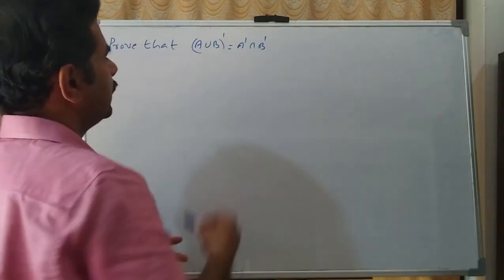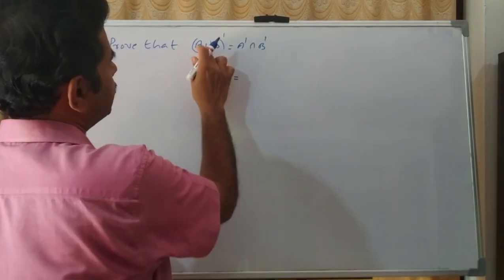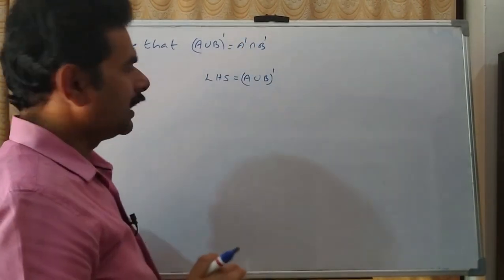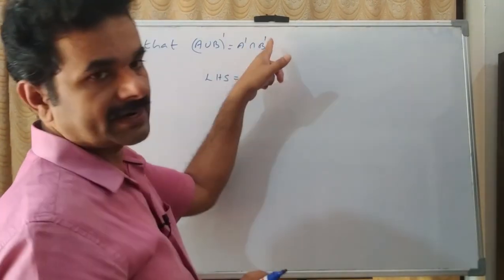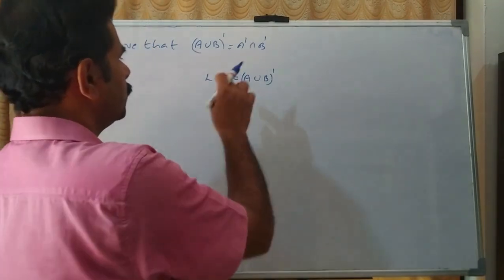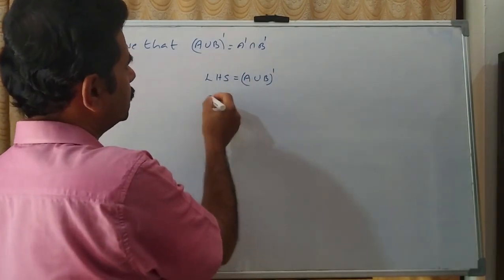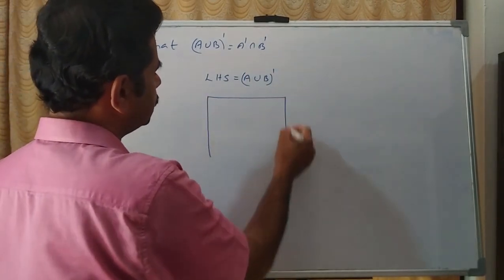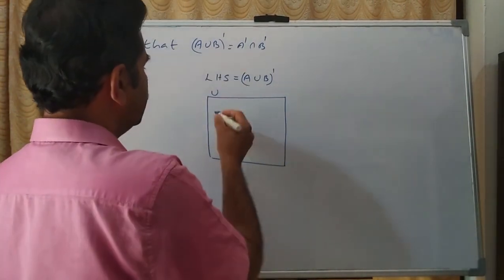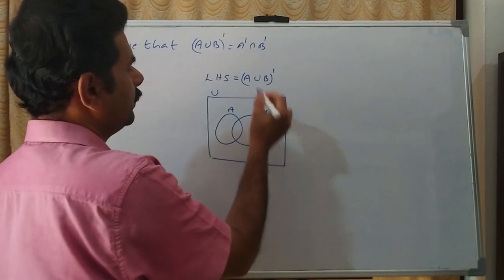So firstly we are taking the left hand side, (A union B) whole complement. After that we will find the right hand side. Then we have to check both sides are the same. To describe (A union B) whole complement, firstly we are drawing a universal set U. Then A and B are also drawn.